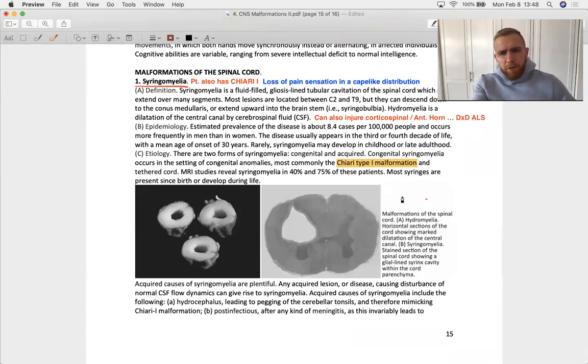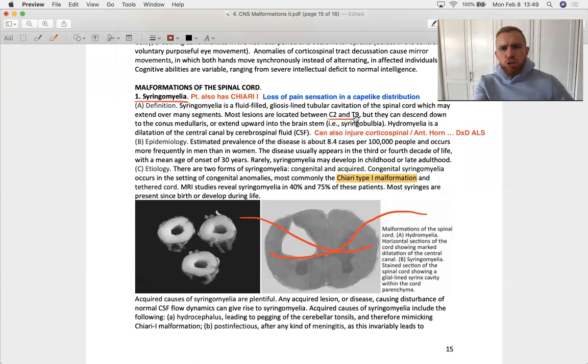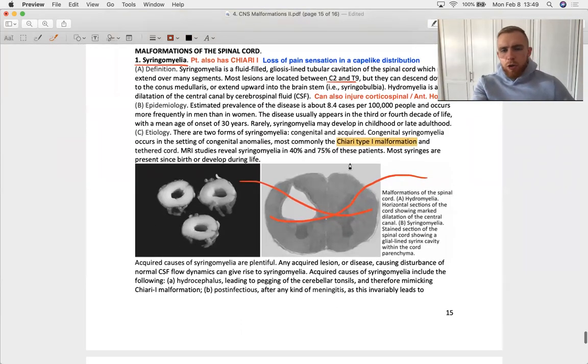Again, spinothalamic neurons decussate as soon as they get in the spinal cord. And typically this dilated structure interferes with those neurons, which is why you get the loss of pain and temperature sensation. Most lesions are in the cervical and thoracic spine, which accounts for the cape-like distribution that is classic. You want to know that associated Chiari type 1.